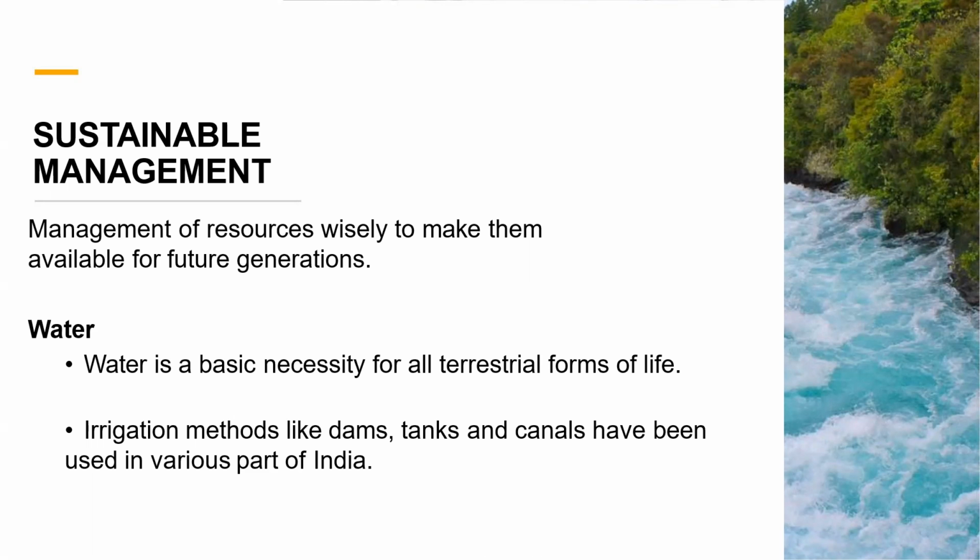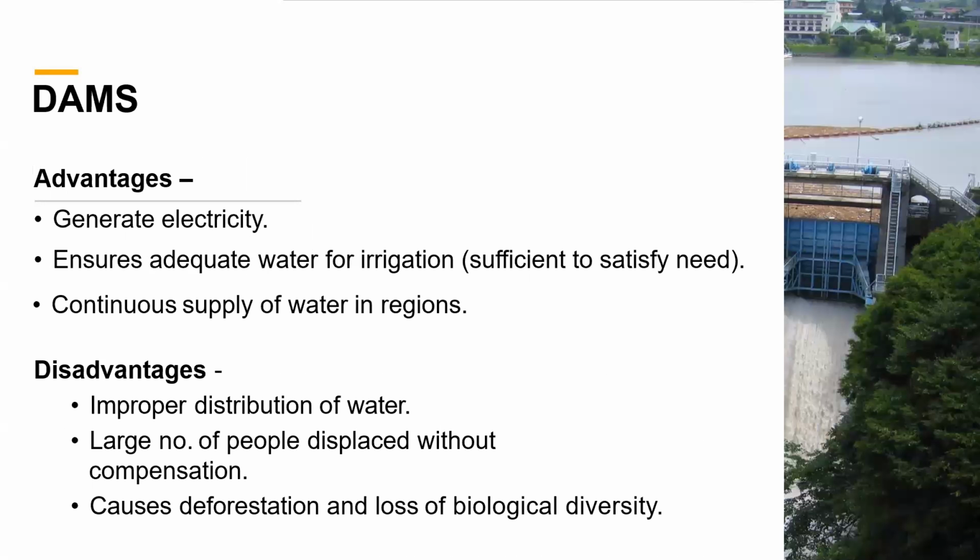So water is the basic necessity of all terrestrial forms of life. Irrigation methods like dams, tanks and canals have been used in various parts of India. So the advantages of dams are to generate electricity and ensure adequate water for irrigation that is sufficient to satisfy the need, and a continuous supply of water in regions, right?